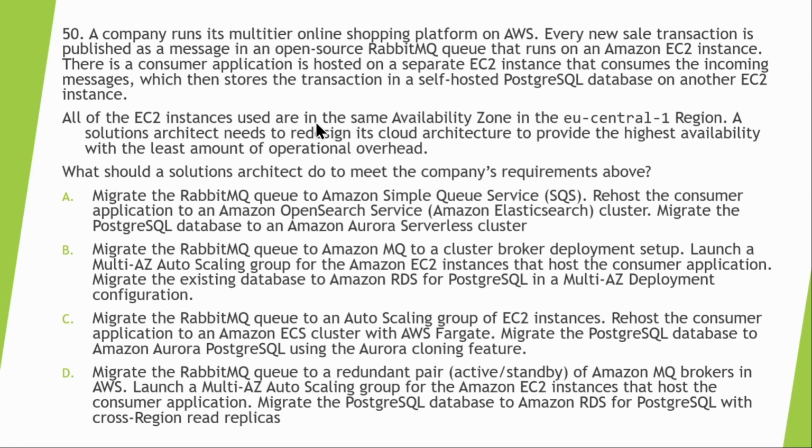All of the EC2 instances used are in the same availability zone in the EU Central 1 region. A solution architect needs to redesign the cloud architecture to provide the highest availability with the least amount of operational overhead. What should the solution architect do to meet the company's requirement above?